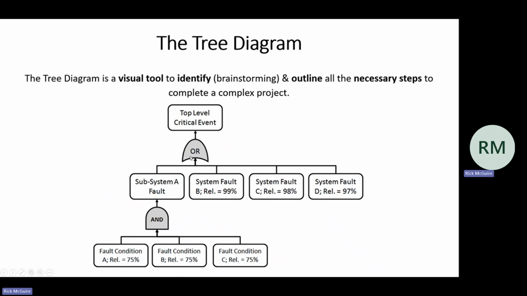And the fault tree also helps you understand the relationships that exist between these faults, and it can be used to help you calculate the reliability or the likelihood of your top level critical event occurring. And the fault tree is another example of the tree diagram in action.